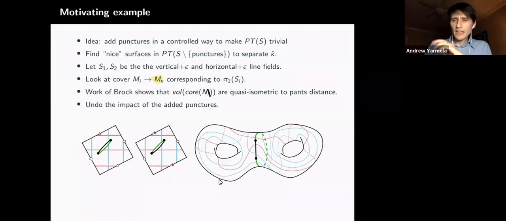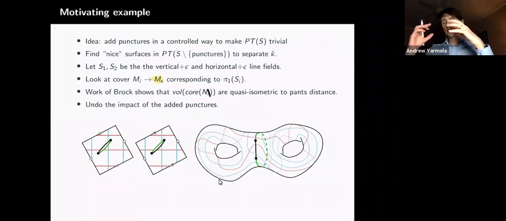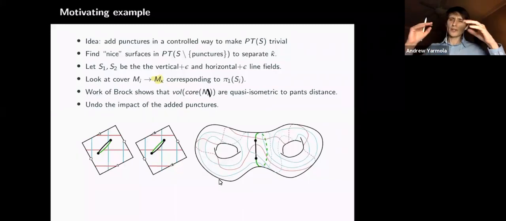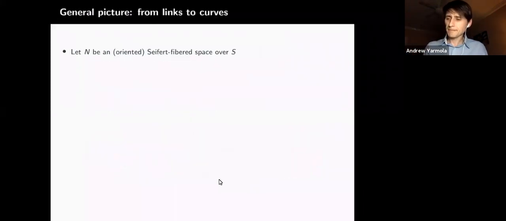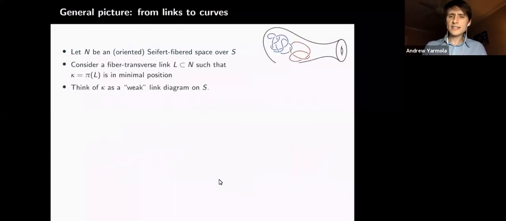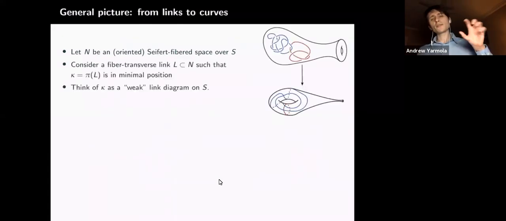Now, the full generality of our result is dealing with the reverse picture than what I showed you in the very beginning. I went from curves to links upstairs. The more general picture is you start with a link and you go down. So let's quickly go over that. The general picture is, instead of starting with curves on a surface, we start with a Seifert fiber space over S, very similar to the projected tangent bundle. And then we're going to consider a link that is fiber transverse with a projection that is in minimal position.